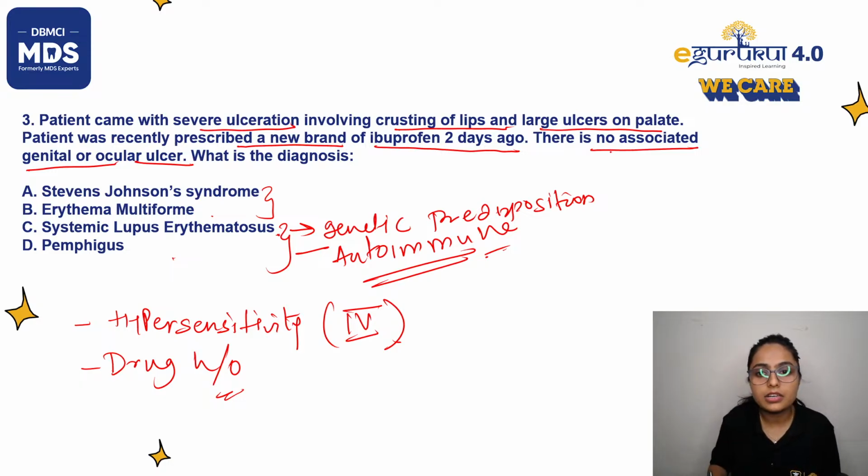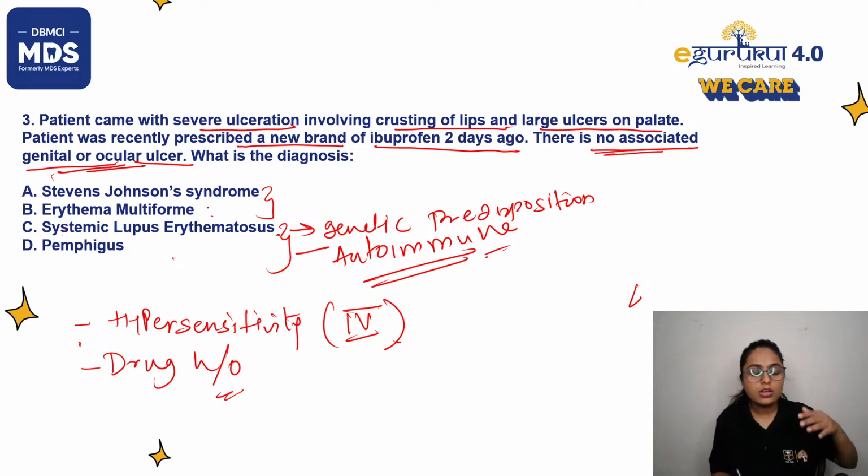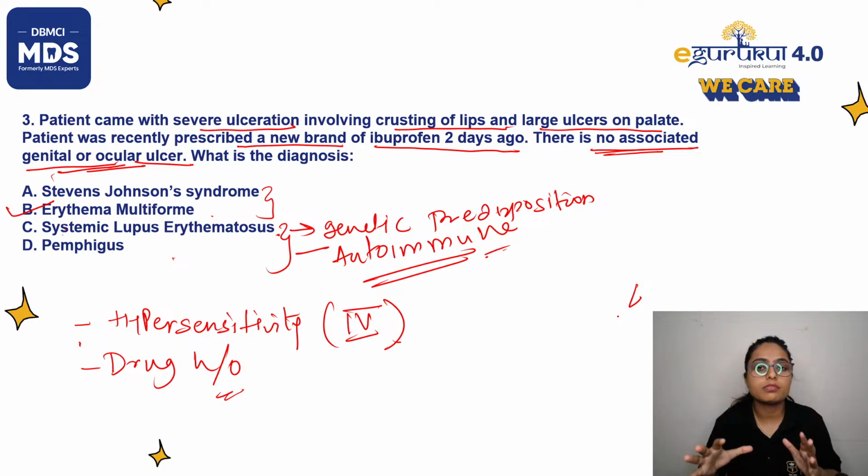So, the third keyword that we have is there is no associated genital or ocular ulcer. All right. There is no associated genital or ocular ulcers. So, our correct answer for this question is erythema multiforme because in Stevens-Johnson syndrome, there is extensive involvement of the skin and mucosa, genital mucosa and ocular mucosa. All right. So our answer for this question is erythema multiforme.